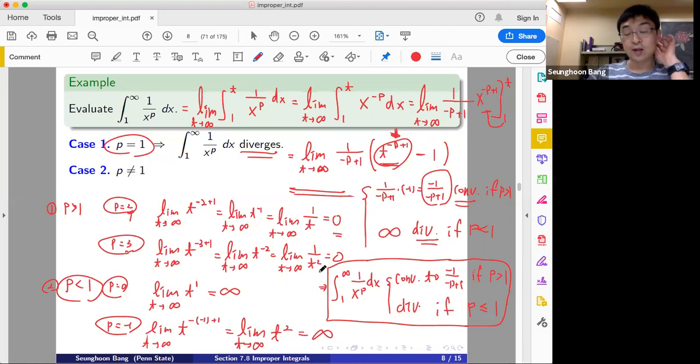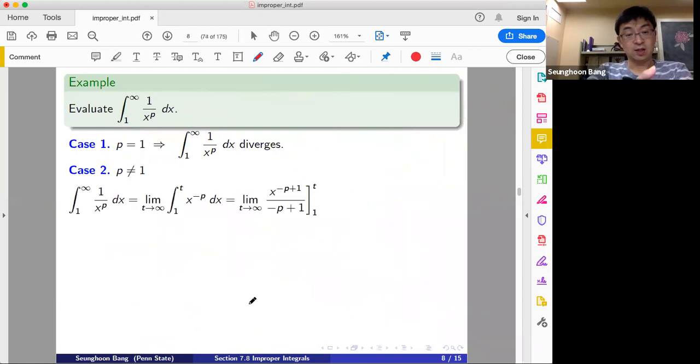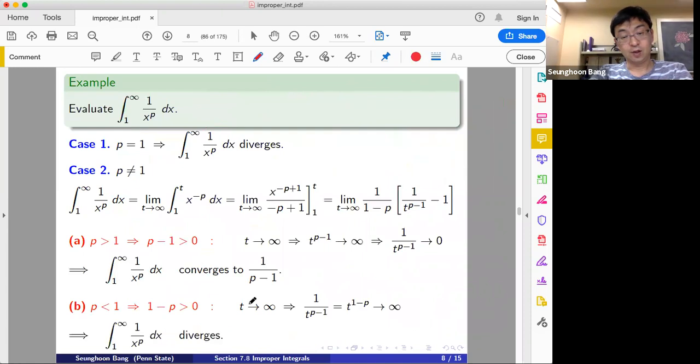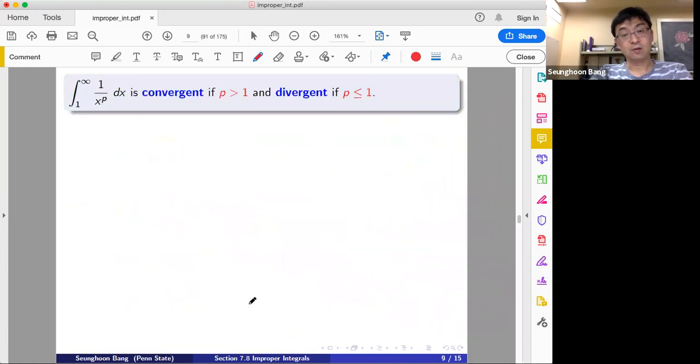Right? That's the whole idea for solving this problem. So we have the same explanation, like this. Combine, we have it. I'm going to give one example.